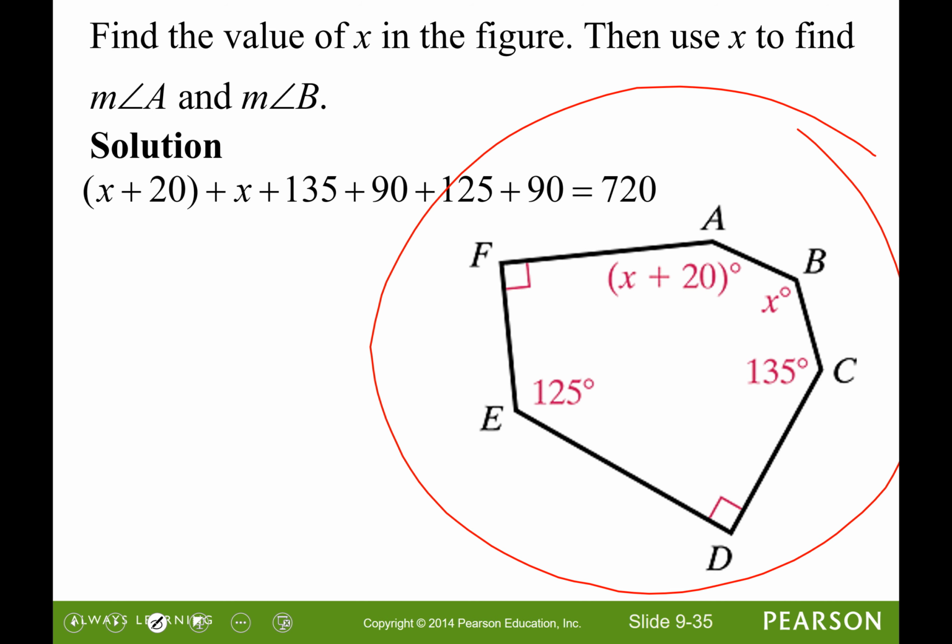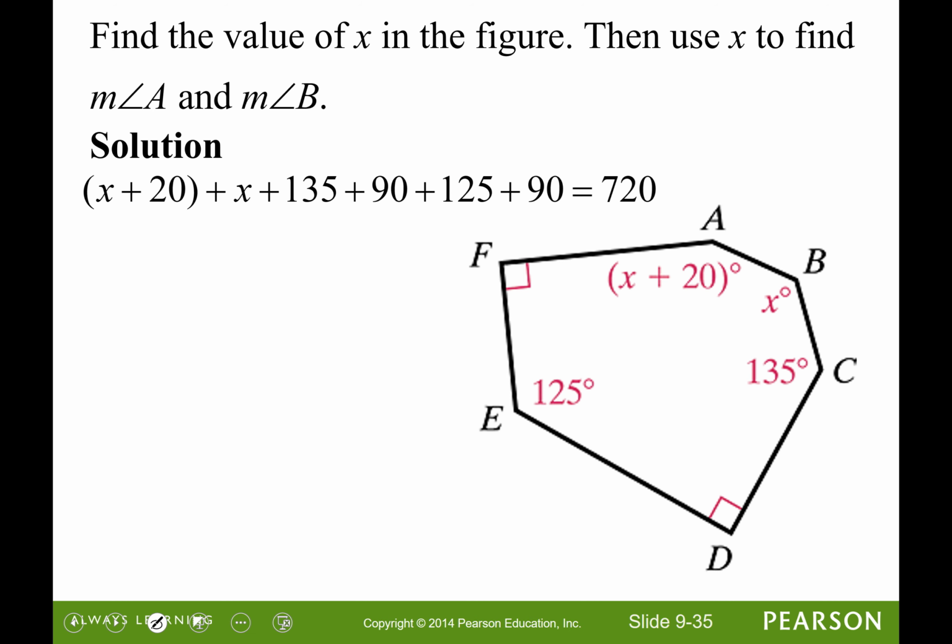All right, let's see how you did. If you wrote your equation as x plus 20 plus x plus 135 plus 90 plus 125 plus 90 equals 720, you got one accurate equation. There you could have, using the commutative property, added them up in different orders, but nonetheless we set that equal to 720. Where does the 720 come from?